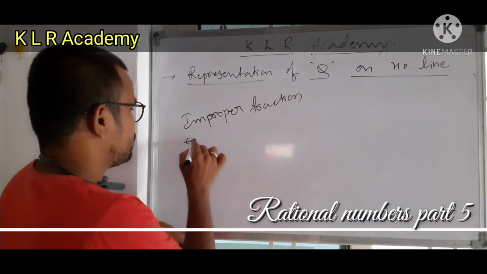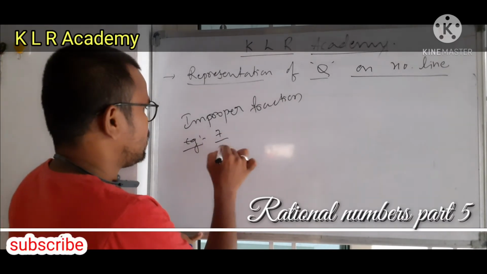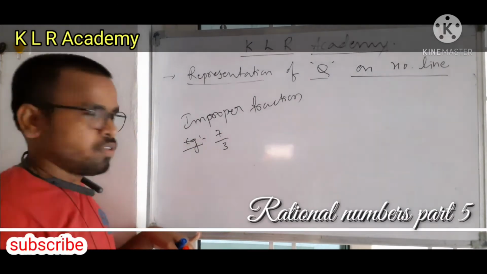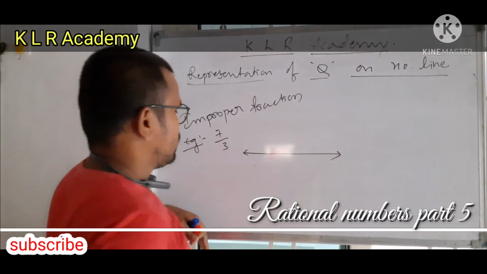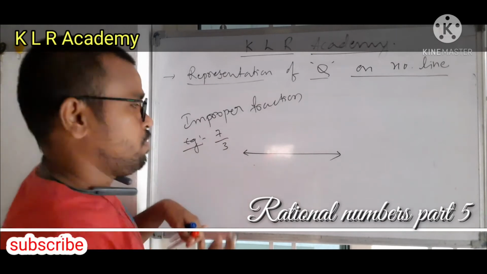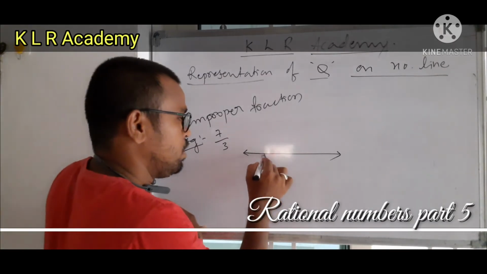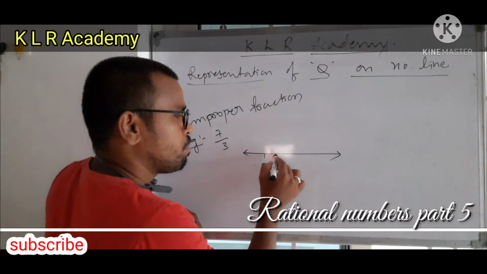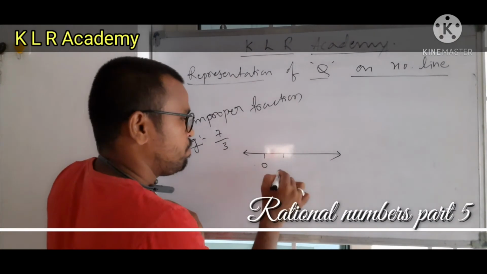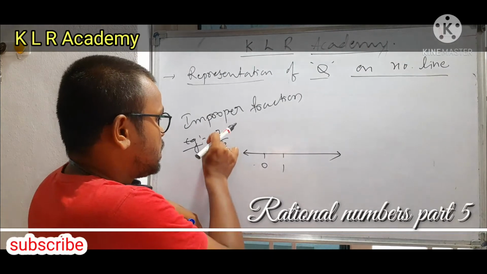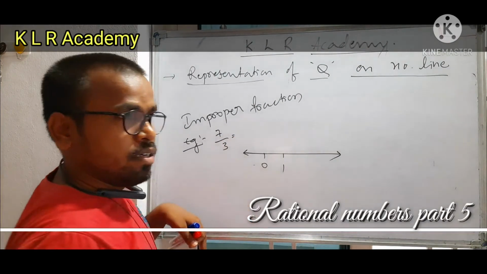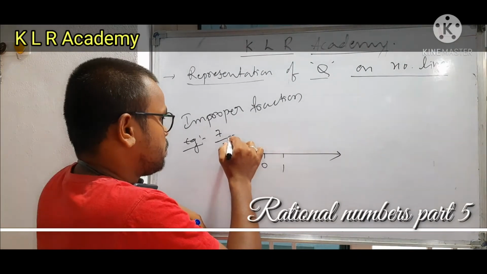Example, take 7 by 3. The numerator is greater than the denominator, so definitely its value will be more than 1. Here is 0, and here is the 1. So write 7 by 3 as a mixed fraction.